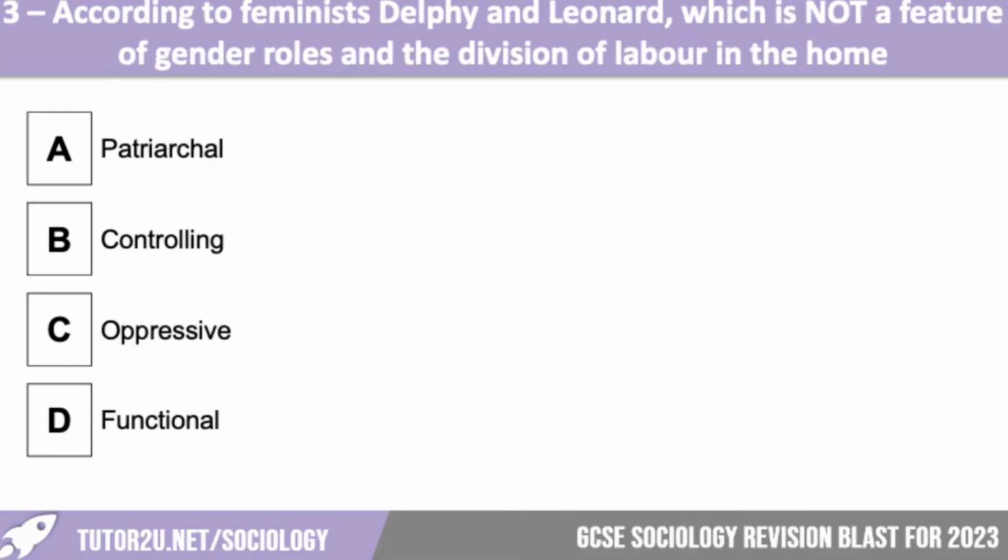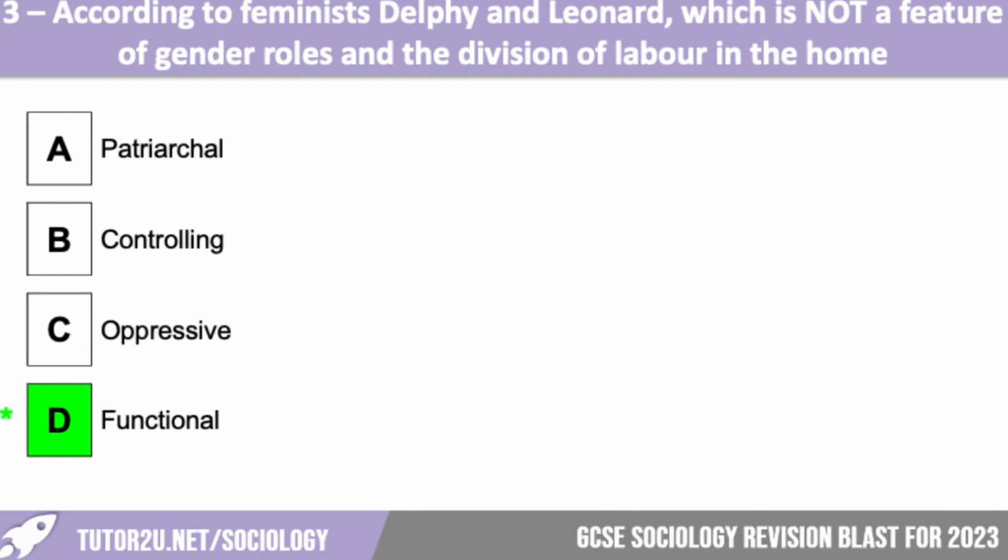Number 3. According to feminist Delphi and Leonard, which is not a feature of gender roles and the division of labour in the home? A. Patriarchal, B. Controlling, C. Oppressive, or D. Functional? Which of those is not a feature of gender roles and the division of labour in the home, according to feminists Delphi and Leonard? Let's reveal the answer. It is functional.